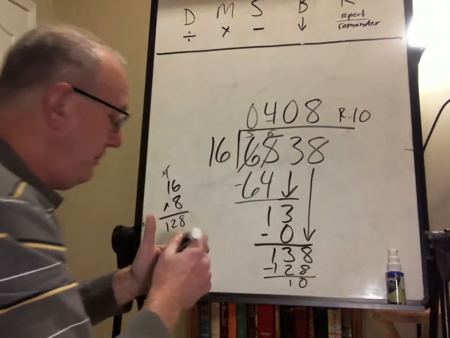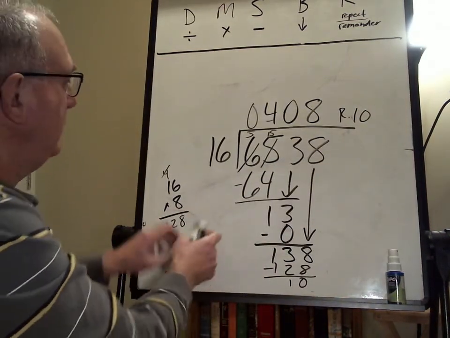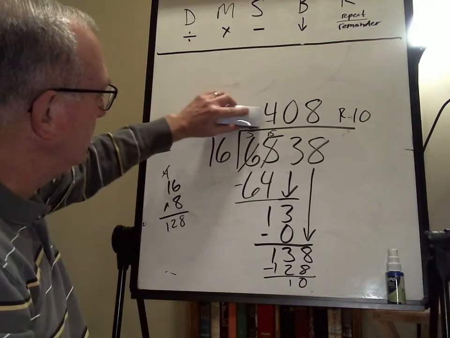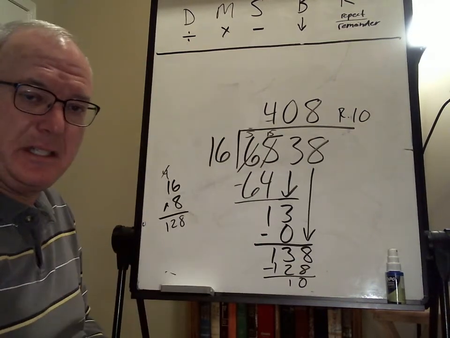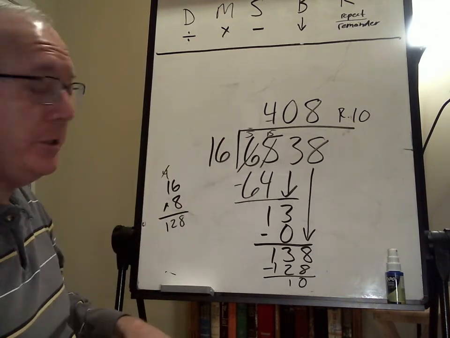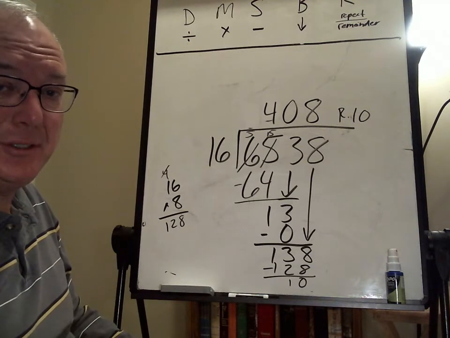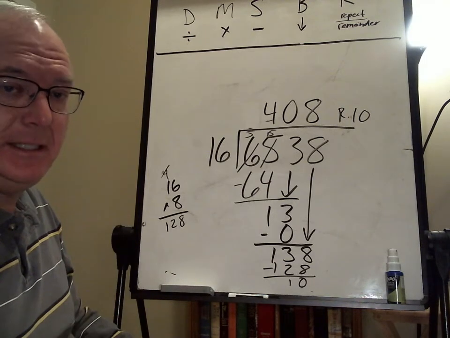We put that up on top. And again, what's our last step? Clean up. Clean up our quotient. Get rid of any unnecessary placeholders. And our final quotient is 408 with a remainder of 10. Did you get that?